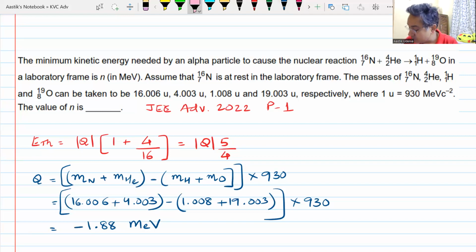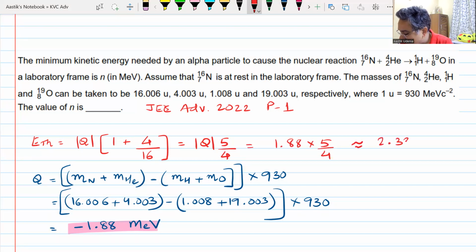Once you get the value of Q as negative, you need a certain minimum energy, and that minimum energy will be given by, taking the positive side, 1.88 multiplied by 5 by 4, and the answer rounded to two decimal places is going to come as 2.33 mega electron volt. As you can see, this question is pretty simple, but it requires calculation.